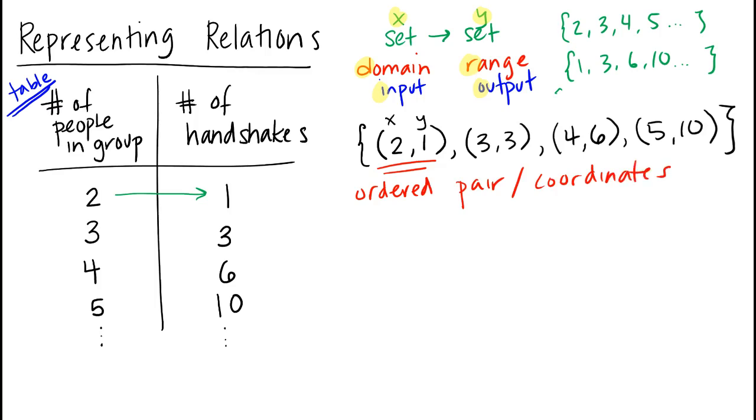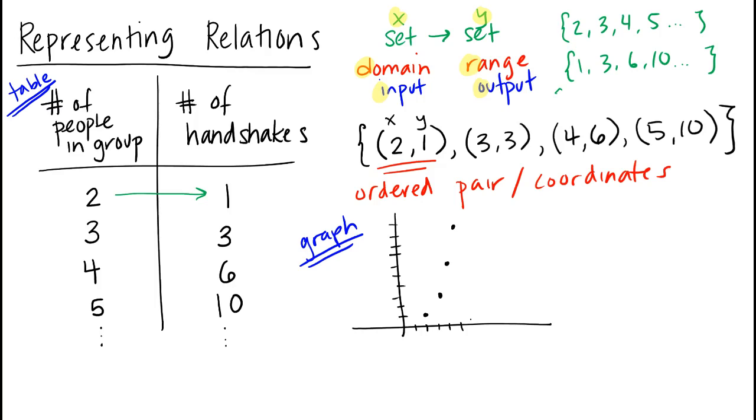So yet another representation would be to use a graph. So we could graph this thing. 2 people takes 1 handshake. 3 people takes 3 handshakes. 4 people takes 6 handshakes. 5 people takes 10 handshakes. And we're starting to see that kind of quadratic thing we were talking about. For those of us who remember parabolas, we only got half of it.